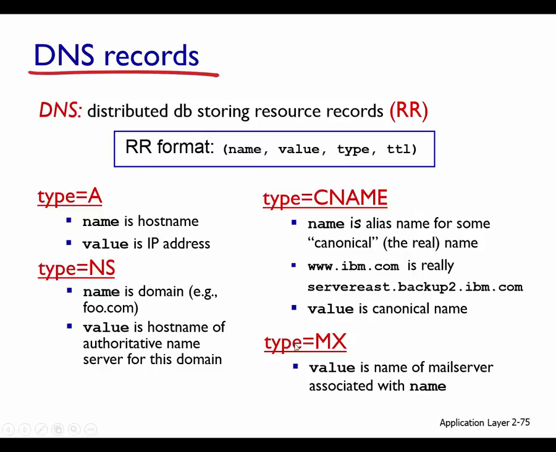And there are also specific resource records for mail servers. Usually mail servers have a name like mail dot, so let's say mail.servereast.backup2.ibm.com. Usually mail is inside that name. So an MX record has a value of the name of the mail server associated with a particular name.